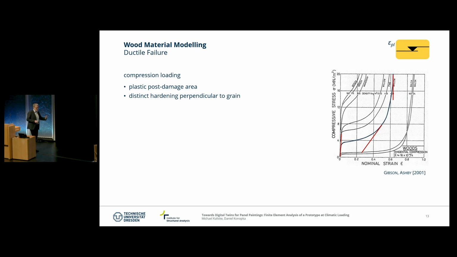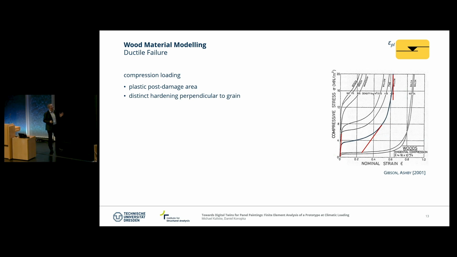When we load our material beyond the elastic regime, we approach the inelastic part, which means that we have irreversible contributions. We come into that plateau, as you can see here on the right-hand side in the stress-strain diagram. When we unload out of that plateau, we have irreversible parts of the deformation.